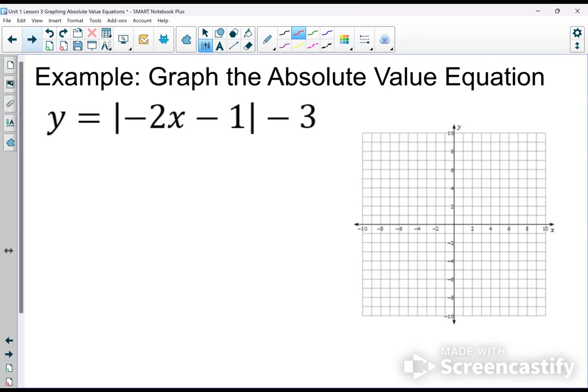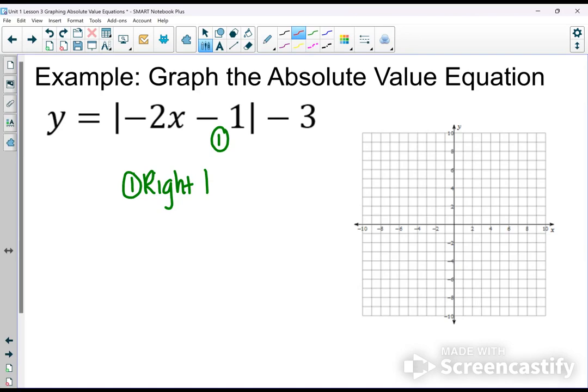So we will start by describing our transformations. The first thing we see here is a subtraction on the inside. So that first step is telling us that we are moving right 1. We then have a -2 in front of the x, and we have to be careful there.